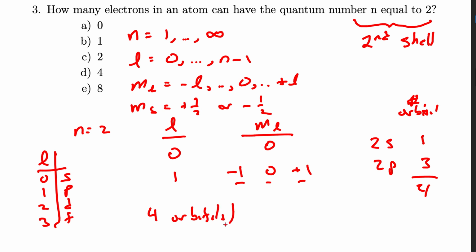Now it doesn't tell us the value of M sub S, and so you have a maximum of 2 electrons per orbital. And so 4 times 2 gives us 8 electrons for N equals 2, or the second shell. So again, there could be 2 in the 2s subshell, and there could be 6 in the 2p subshell. Each orbital can have a maximum of 2 electrons, one with M sub S plus 1/2, one with M sub S minus 1/2.